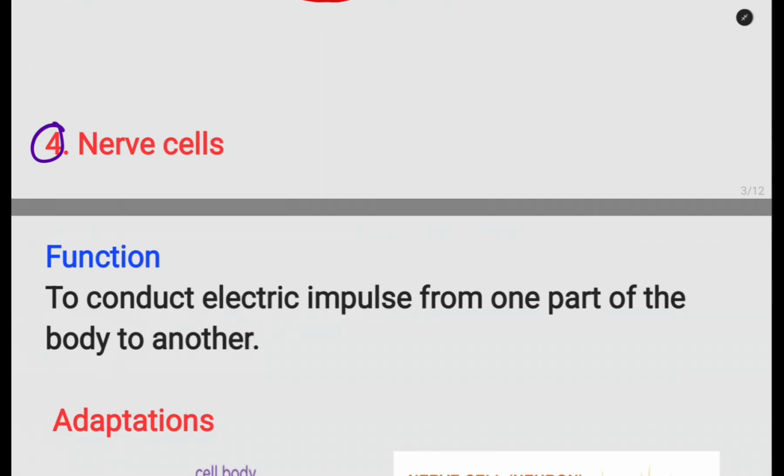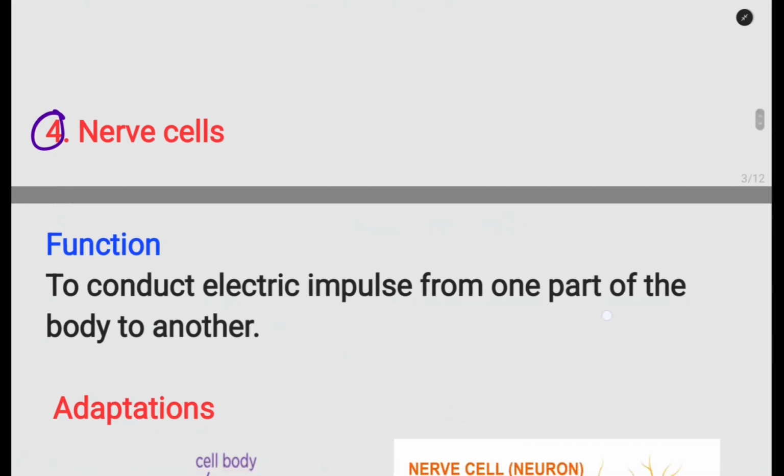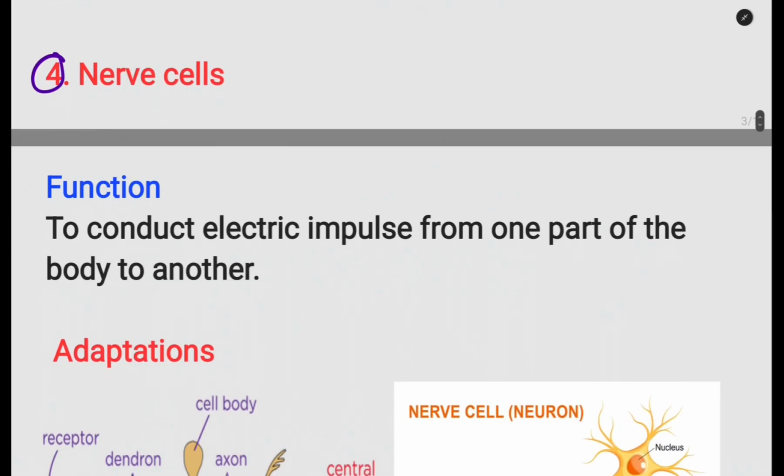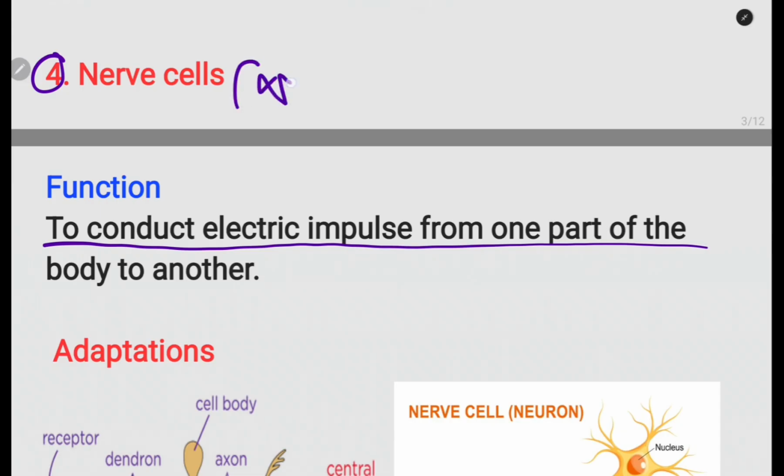What is the function of these nerve cells? The function is just to conduct electric impulses from one part of the body to another. And by the way, nerve cells are also called neurons. Now, we are going to look at 3 types of nerve cells or neurons.